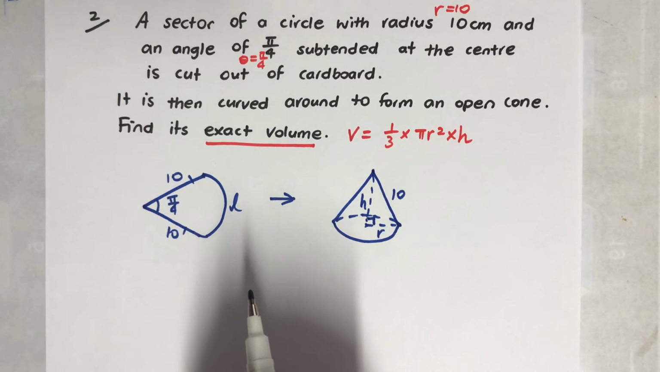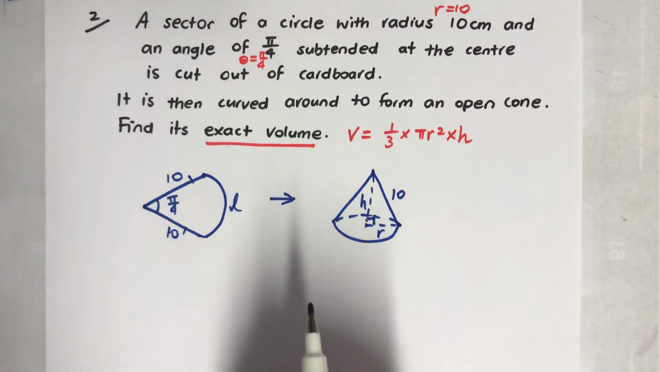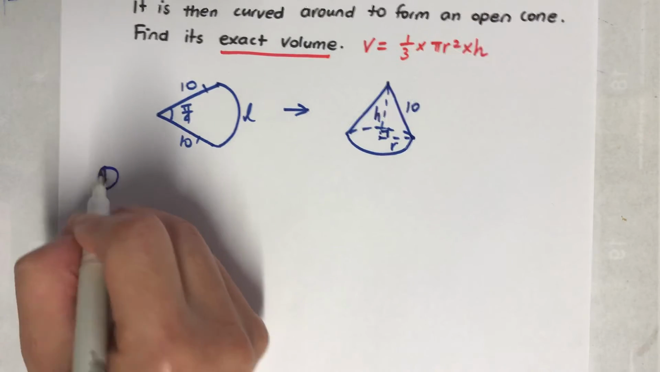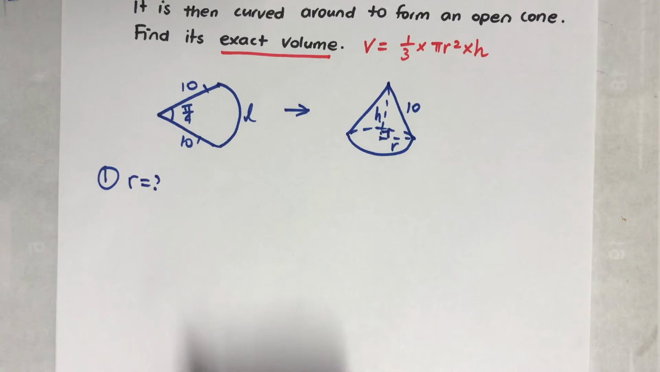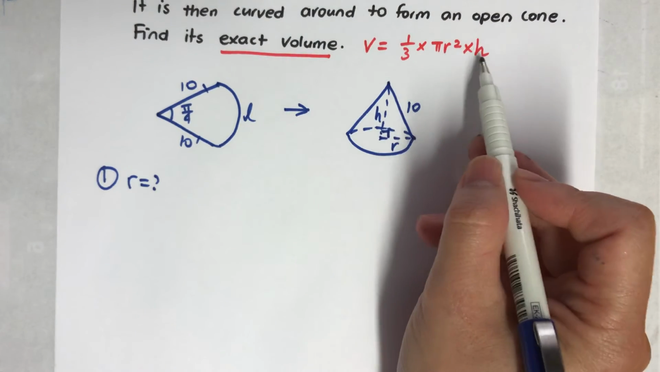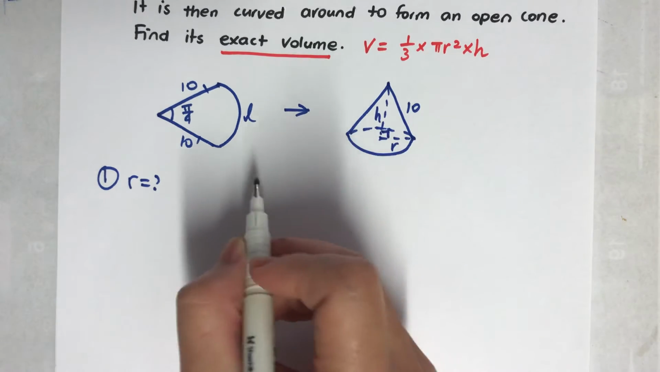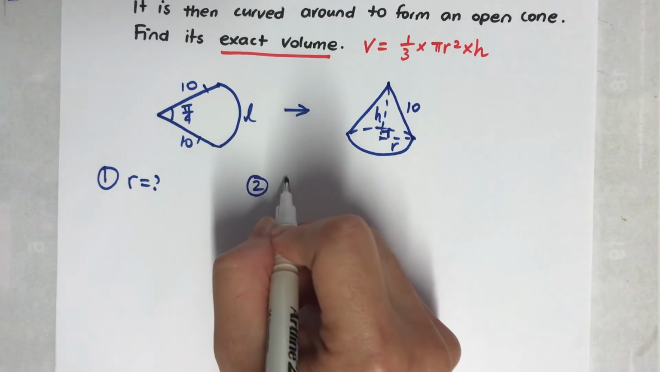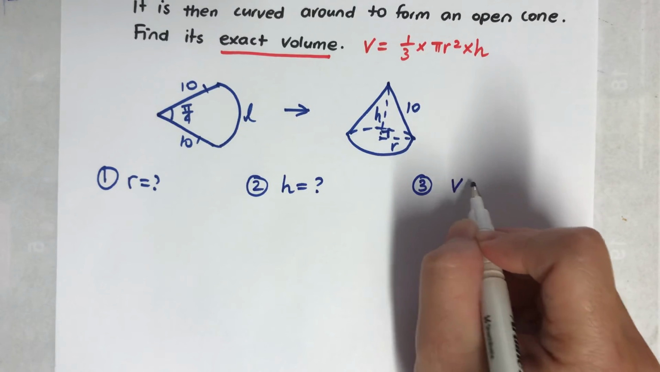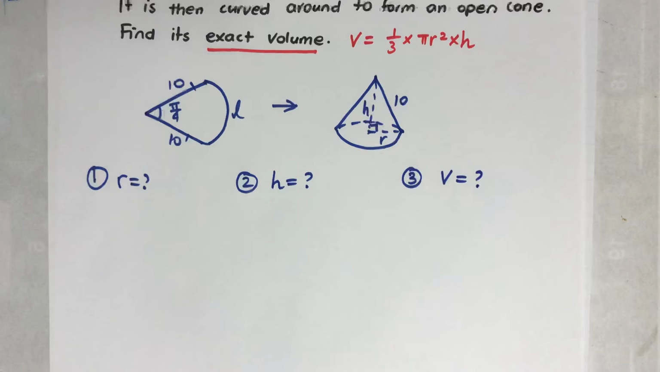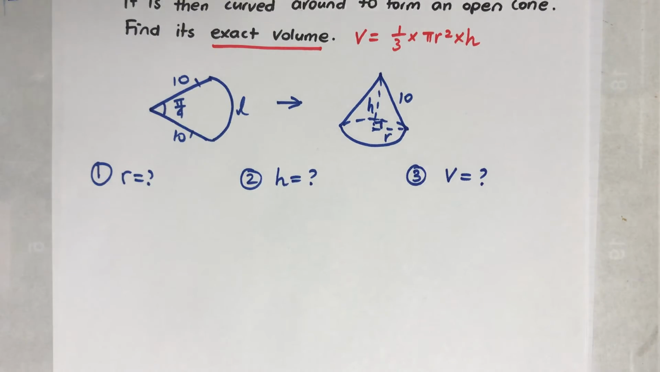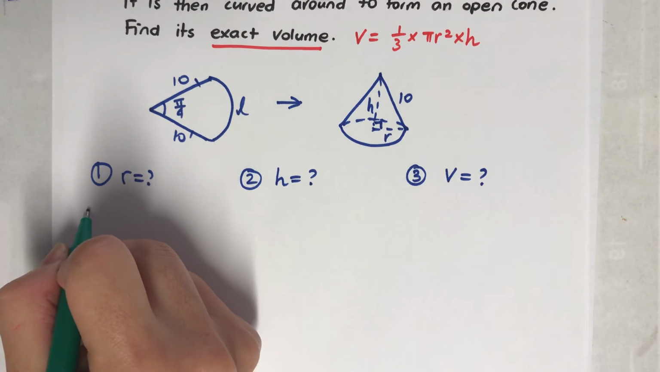Okay, so let's have a look. What do I have to find? First things first, I need to find the radius. Why? In order to find the volume, I need to find the radius, then I need to find the height, which I don't have, and after all that, I can find my volume. So let's find the radius first. I might use different colors. So how are we going to find the radius?